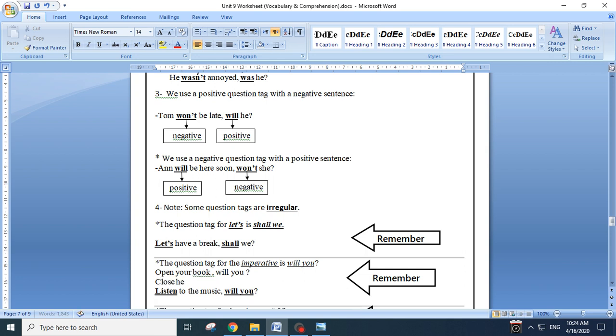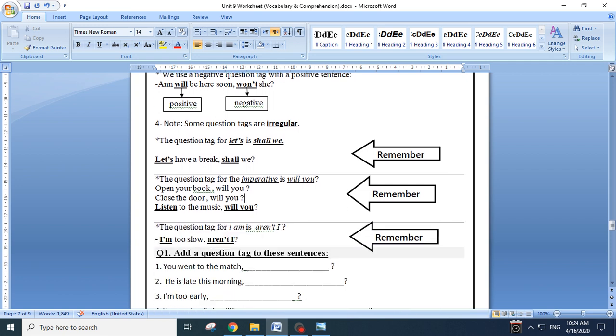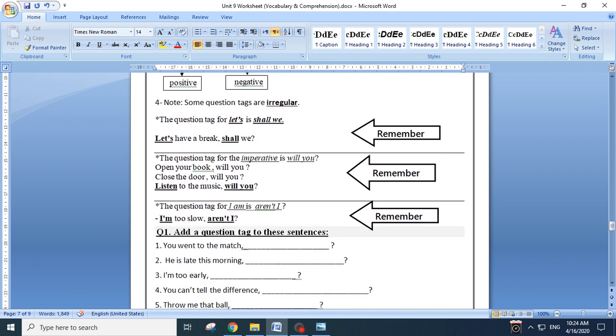Another one. Close the door. Will you? So as you can see here, we don't use negative with it. We don't use negative with it. Let's continue.